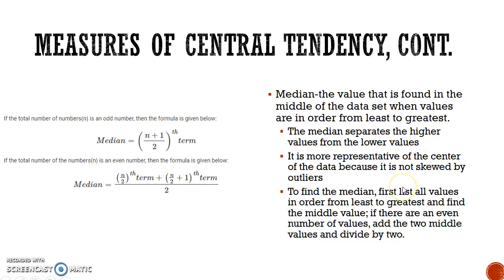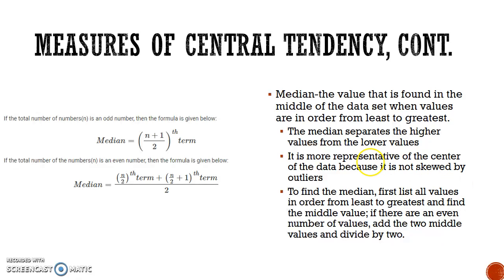It is more representative of the center of the data because it's not skewed by outliers. I didn't really talk about that, but the mean can be skewed by outliers because you're adding all of those numbers together. If you have a lot of data within the same area, but then a number that's really high or really low, it can result in a skewed mean because of the outliers. So median is a little more representative of the center because it isn't dependent on those outliers.